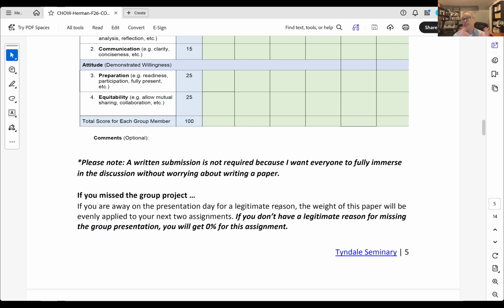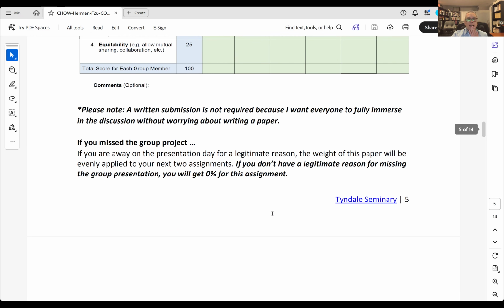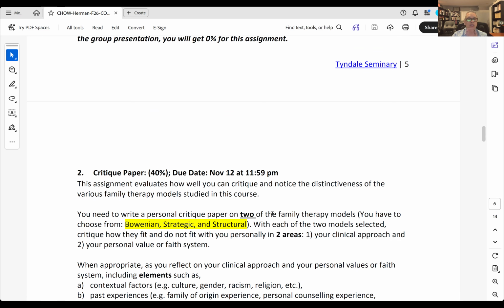Going to a mission conference is not legitimate. I just want to say that up front, because you sign up for this course, you have to be here for this course. Okay, so that's group presentation number 1.